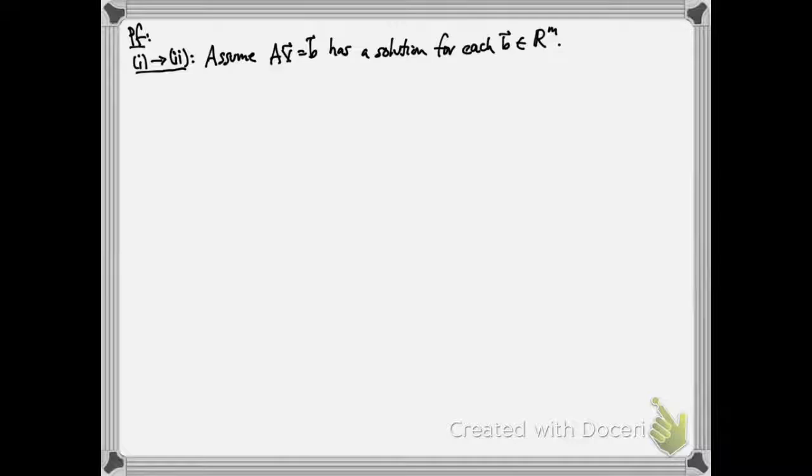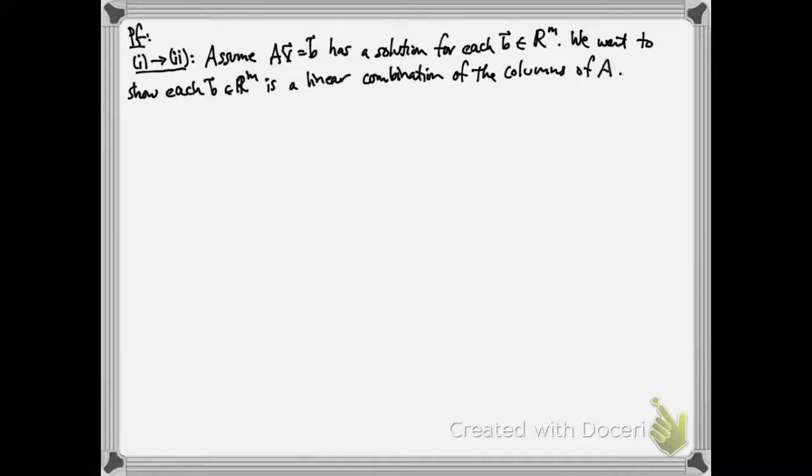We start by assuming that Ax equals b has a solution for each b in Rm. And we want to show that every b in Rm can be expressed as a linear combination of the columns of A. So let's fix a vector b in Rm. Whenever you're trying to show that every something satisfies some property, what you want to do is fix a generic element and then try to prove the statement for the generic element. So we want to show every vector b in Rm is a combination of the columns of A, and so we fix a particular b in Rm.